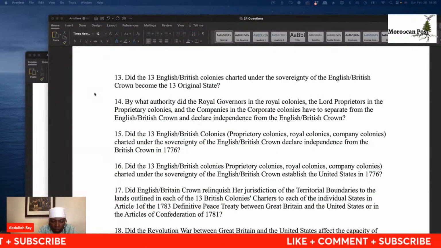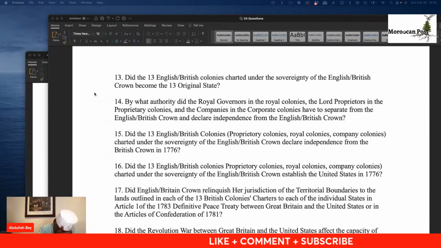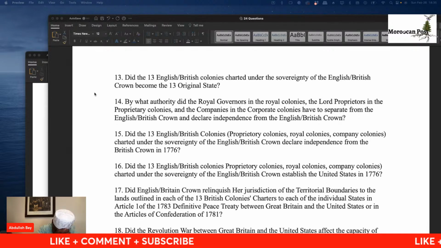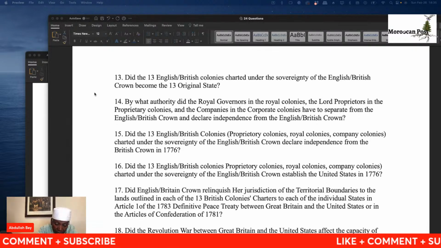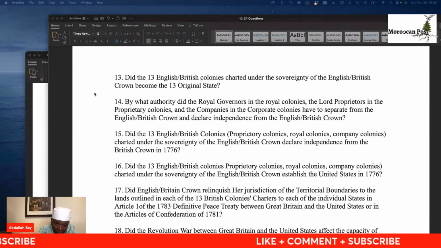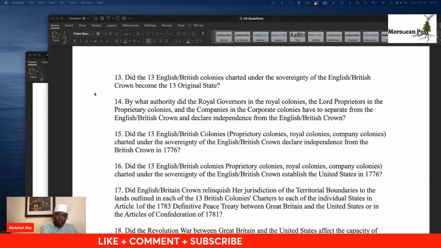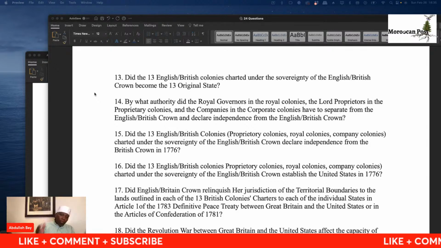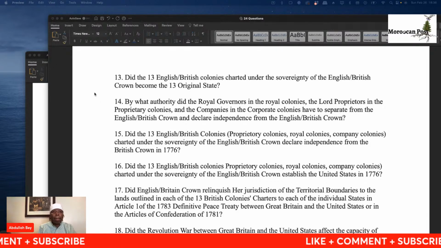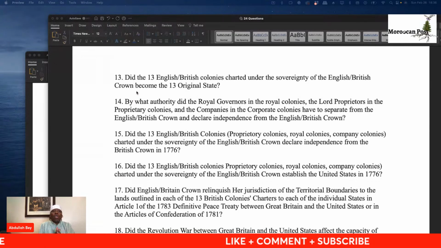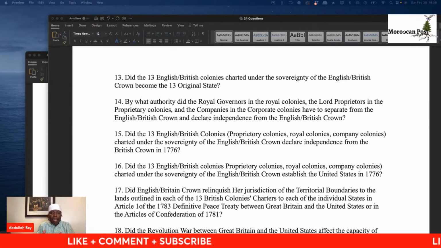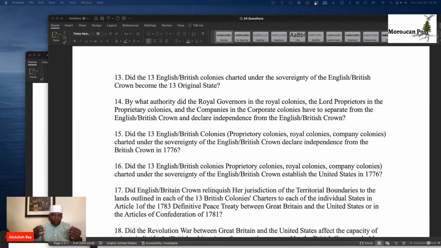Did the 13 British colonies chartered under the sovereignty of the English/British Crown become the original 13 states? No. All right, this is a major one, T. T, where the concept lies is that they're looking at land mass.